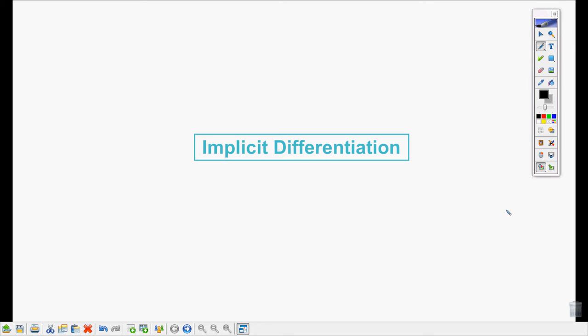In this video, I'm just going to go over a few examples of using implicit differentiation. So let's look at the first example.